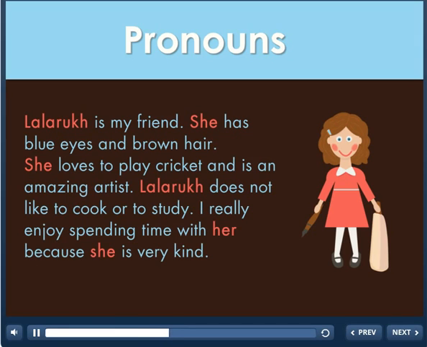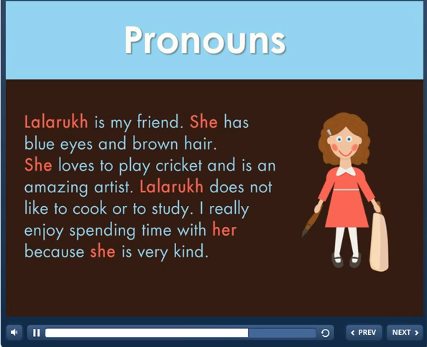Or, Lala Rukh is my friend. She has blue eyes and brown hair. She loves to play cricket and is an amazing artist. Lala Rukh does not like to cook or study. I really enjoy spending time with her because she is very kind.